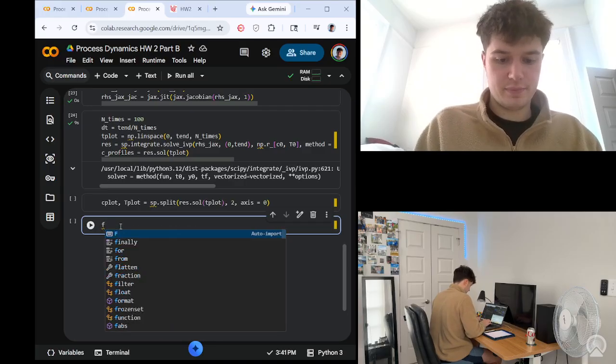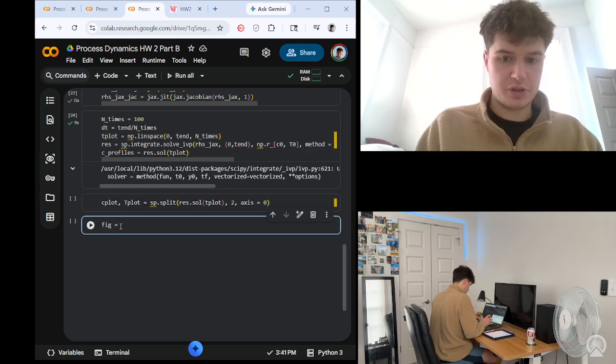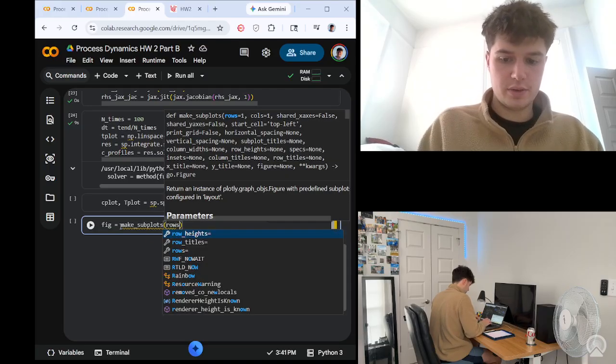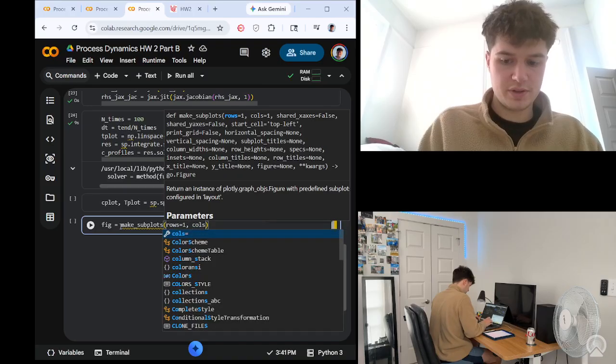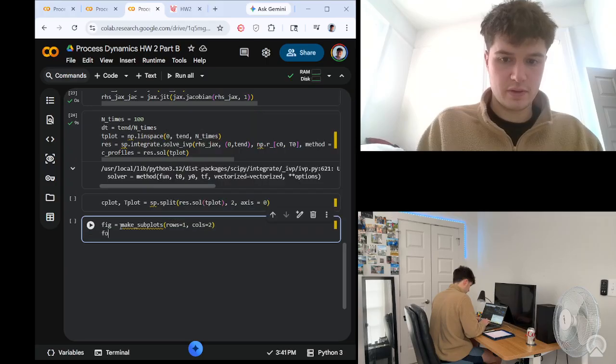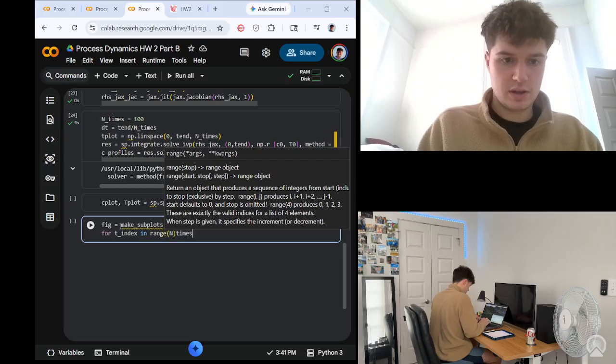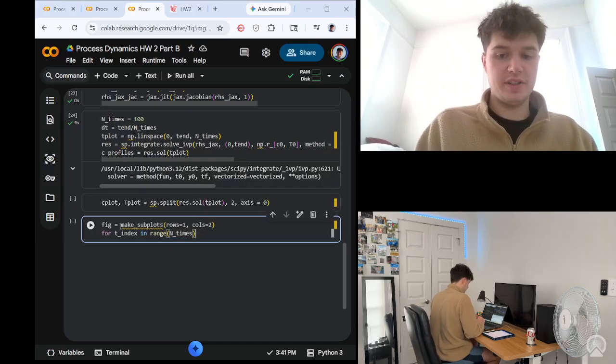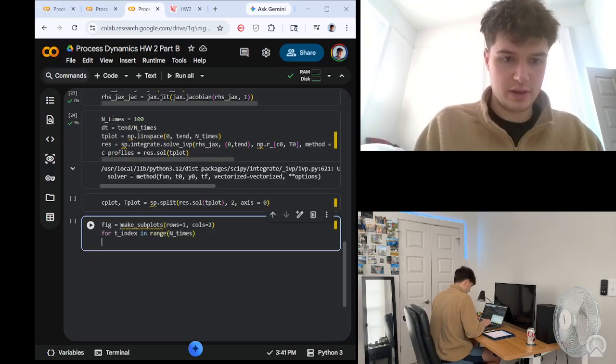Now, back. This is kind of like just going through the motions at this point. Make subplots. I'm like a robot. Rows equal 1, columns equal 2. For t underscore index in range. I'm a terrible typer. Absolutely terrible. I don't know why. I type a good amount. There we go. Now, fig dot add underscore scatter.